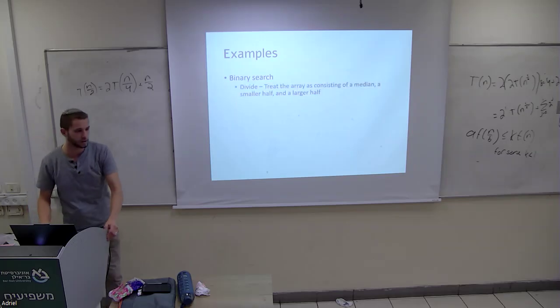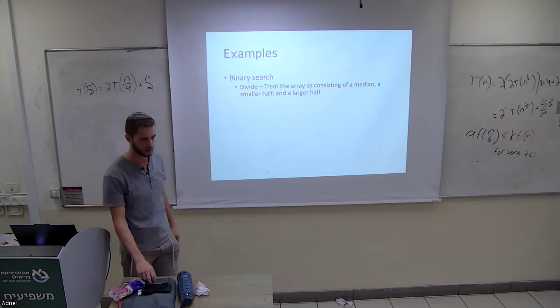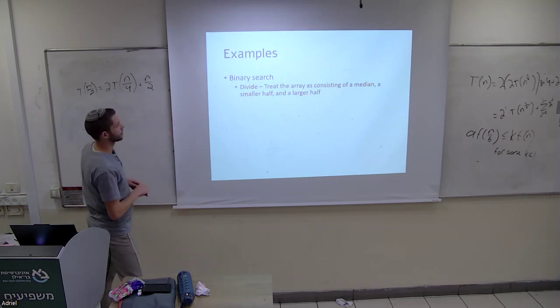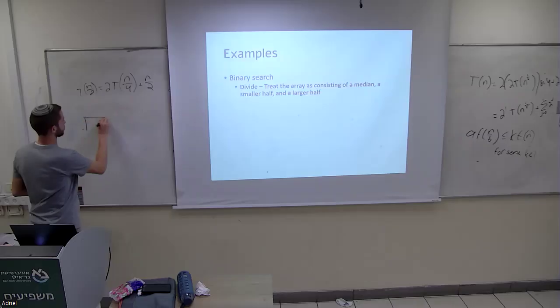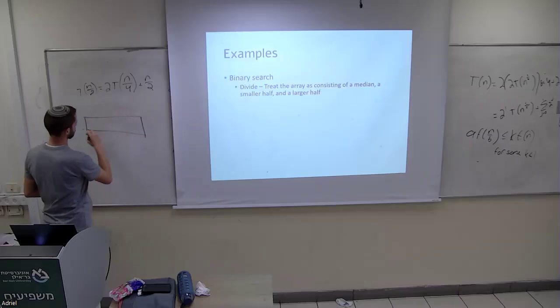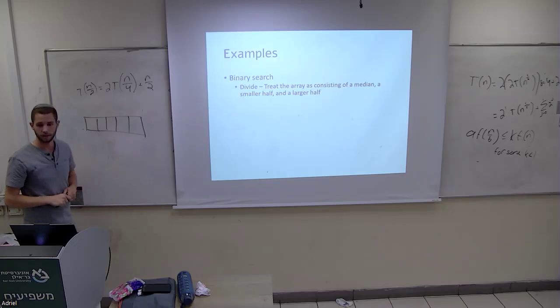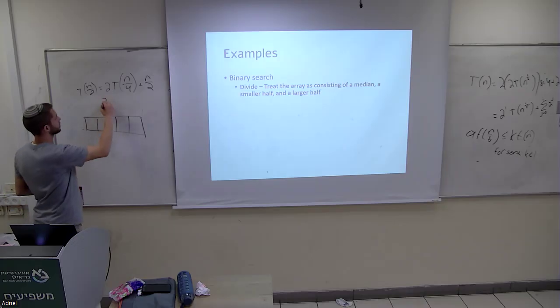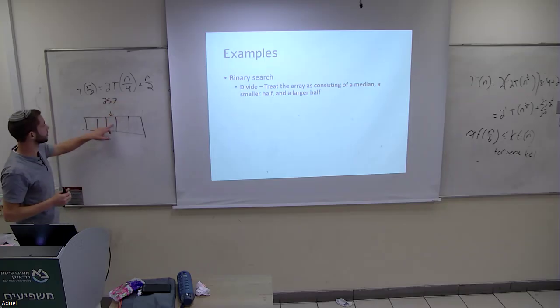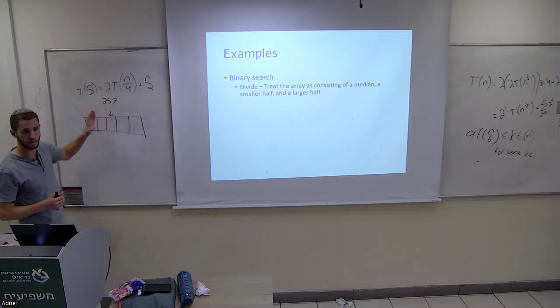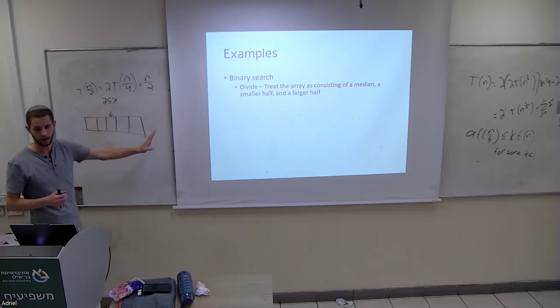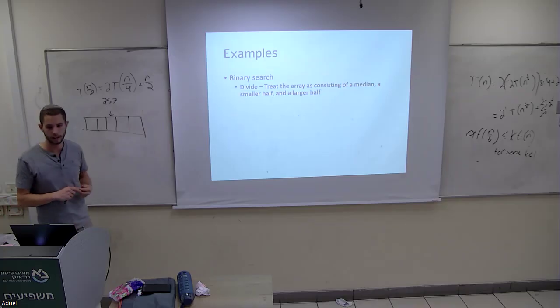Okay, binary search. Do you guys know what binary search is? It's if you have a sorted array, right? Exactly, we start from the middle. If I'm looking for the element 257, I look at the middle. If the middle is greater than 257, I know it's in this half. If it's smaller, I know that it's in the bigger half. And I continue on recursively until I find my element.